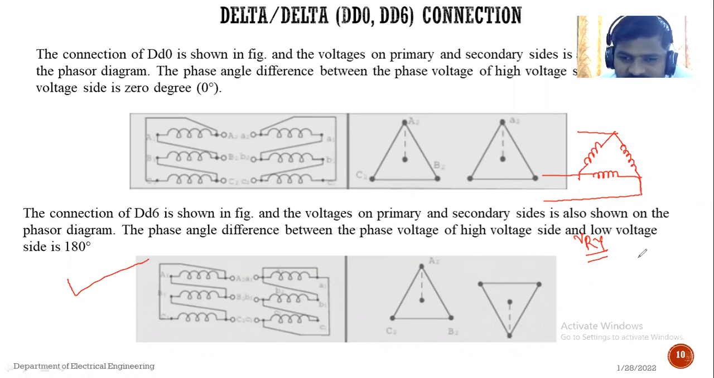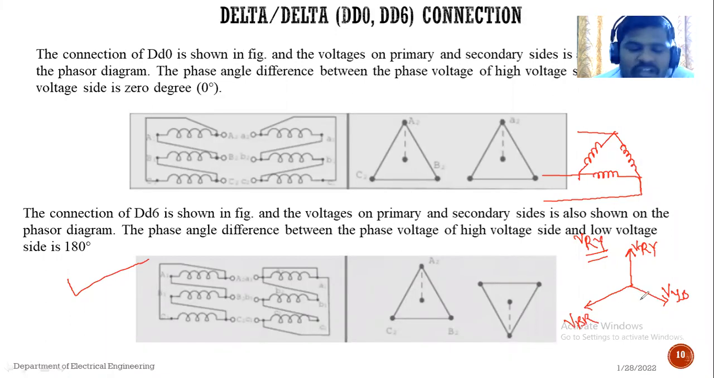If I am drawing one phasor diagram, suppose this voltage VRY, this voltage is nothing but VYB and VBR. Okay, suppose this is the primary side. If we want to draw the secondary voltage, it is a 180-degree phase shift to the primary. That means totally opposite to that. Totally opposite to that.